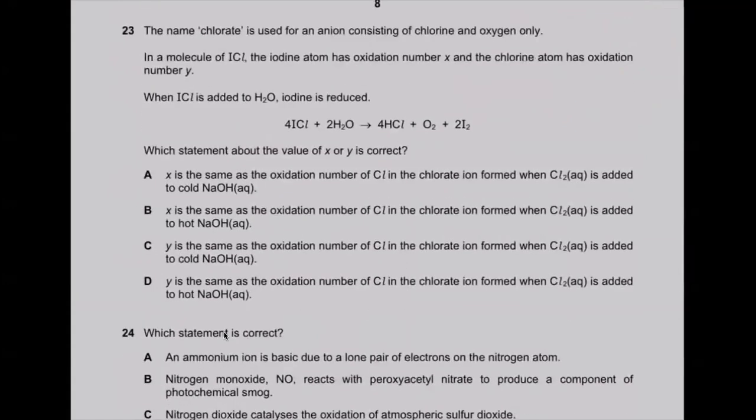Now, MCQ number 23. The name chlorate is used for anion containing chlorine and oxygen only. In a molecule of iodine chloride, the iodine atom has an oxidation number X and chlorine atom has an oxidation number Y. So if you work out these oxidation numbers, chlorine is going to be -1 and iodine is going to be +1, because iodine is less electronegative and chlorine is more electronegative. When ICl is added to water, iodine is reduced. So it means it goes from +1 to 0.